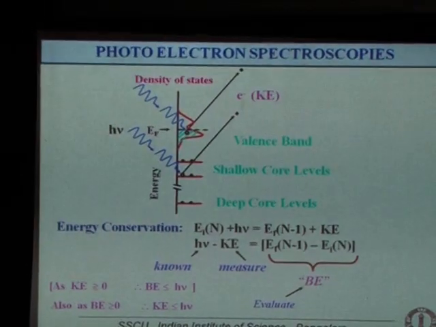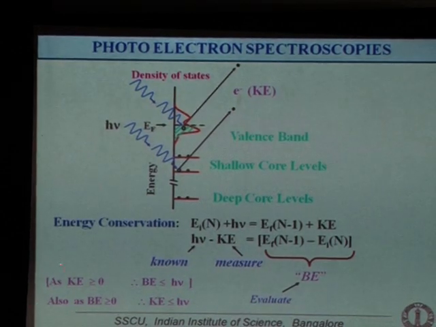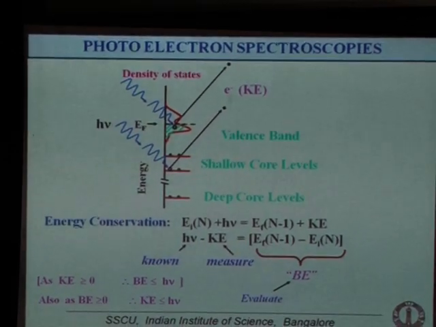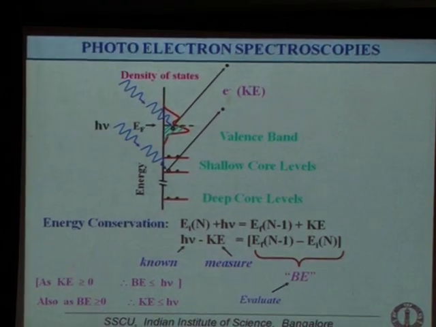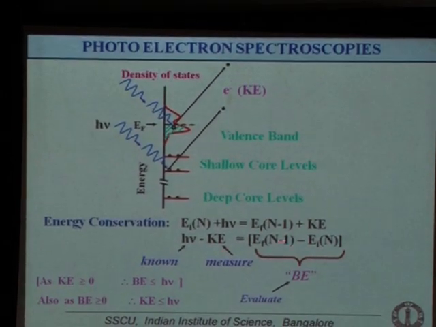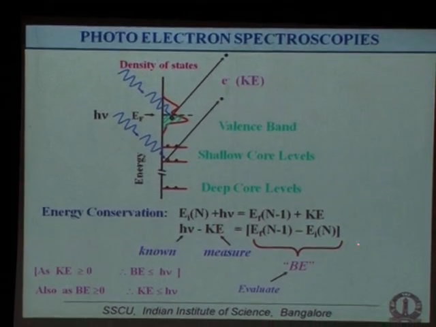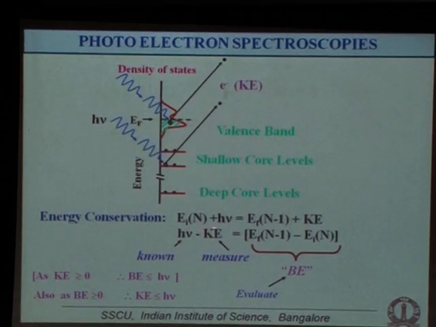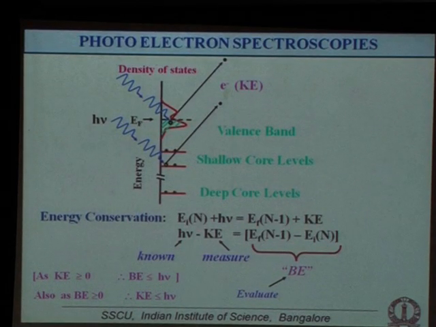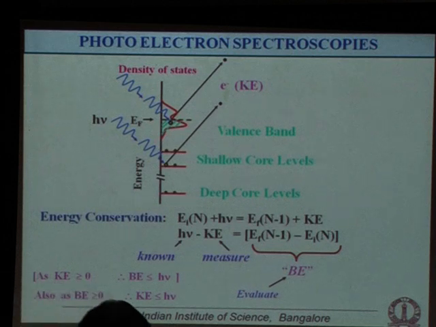Okay. There are of course some limitations. For example, we know kinetic energy cannot be less than 0. Kinetic energy always has to be positive, definite. So if we come back here, the smallest value of kinetic energy can be 0, limiting value, which means the binding energy maximum that I can measure is equal to the photon energy. So if I'm interested in the electrons deep down, which have much larger binding energy, I have to have much larger h nu. Because h nu limits the binding energy to which I can see.